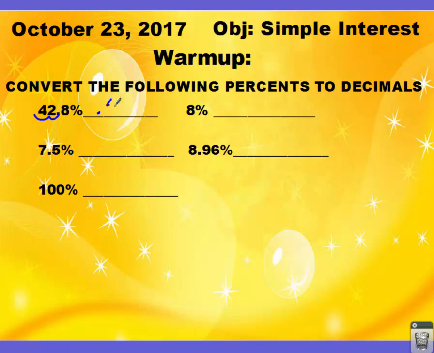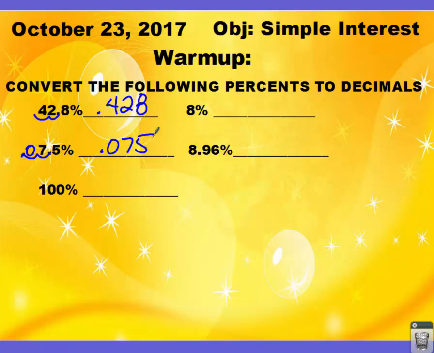So 42.8% will be 0.428 as a decimal. So pause the video and change the rest of these to their decimal equivalents, please. Okay, let's see how you did. 7.5%. Well, we have a decimal right here, so I'm going to move my decimal over 2 places to the left. Any of the empty places that we have, we're going to add zeros in there. So this would be 0.075.